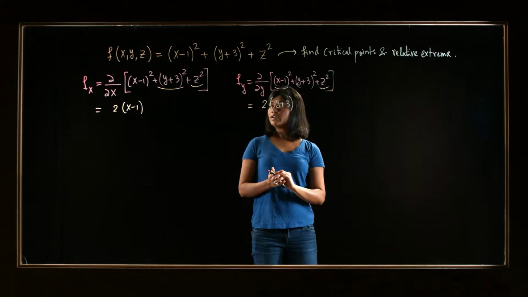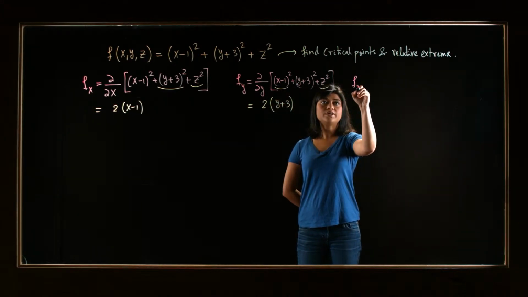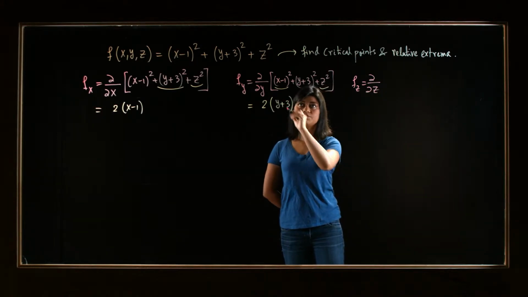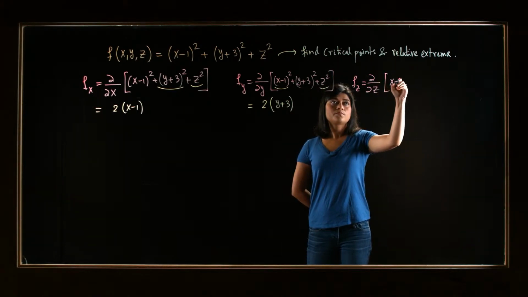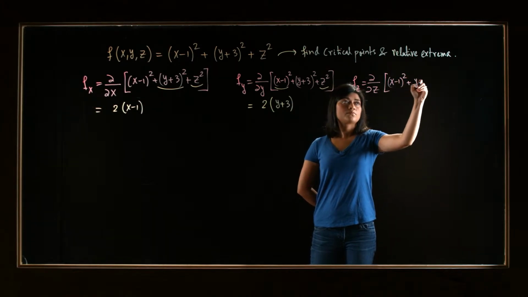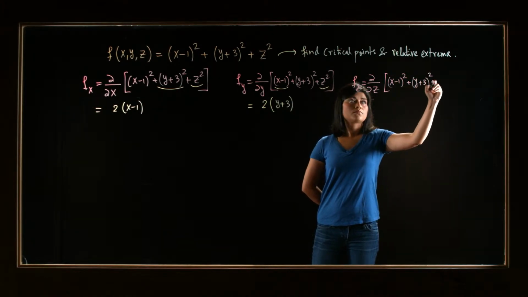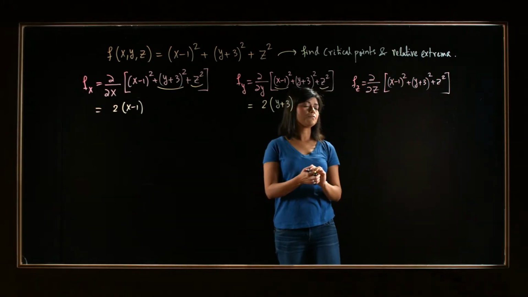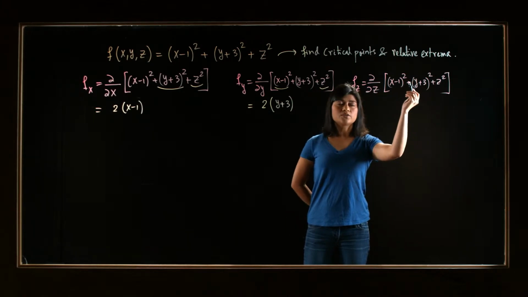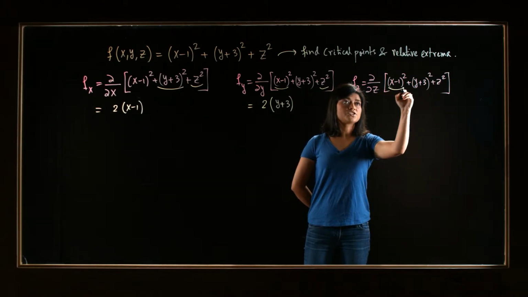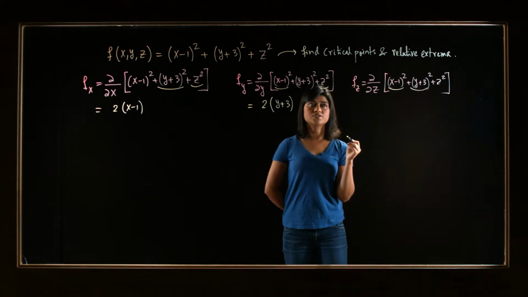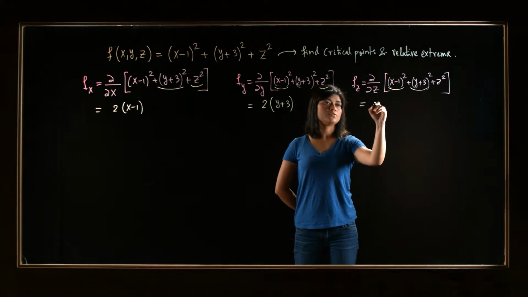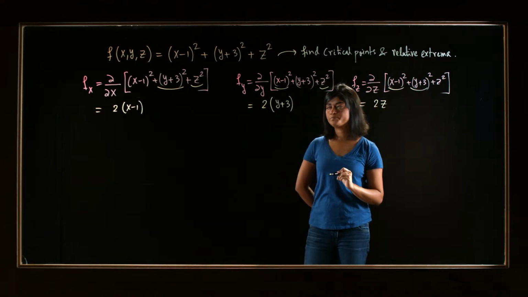Okay. And then finally, let's compute fz, which is the partial derivative with respect to z of the function. And as before, since this is with respect to z, x and y are considered constant. So the first term is a constant and the second term is a constant. So the derivative will be just the derivative of the third term, and it is 2z.